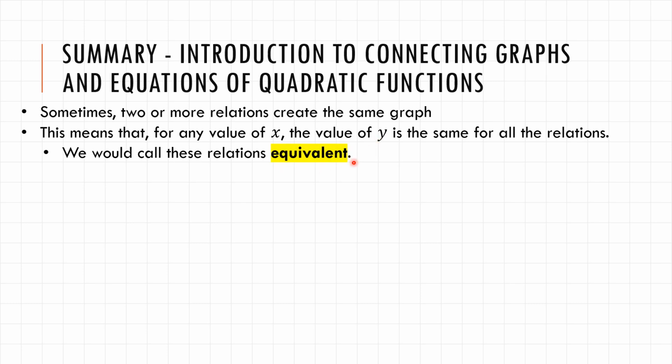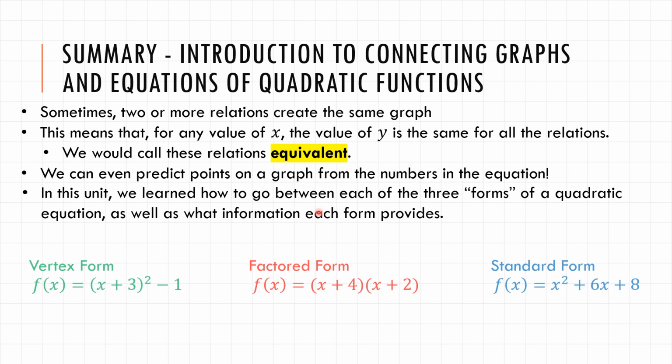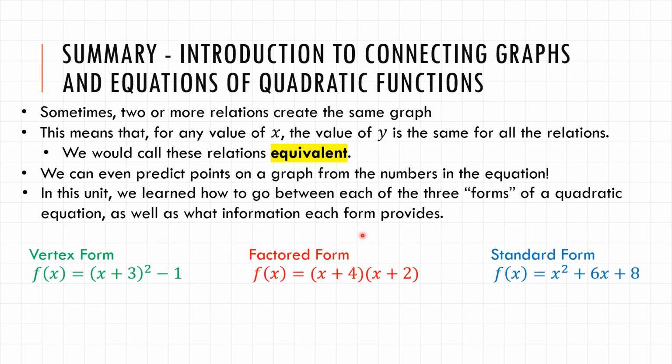In this unit, we looked at the vertex, factored, and standard form of a quadratic, and in this example, all three of these generate the exact same graph. They are all equivalent. And by the end of this unit, we learned that we can even predict what points are going to appear on the graph just by looking at the numbers that show up in here.